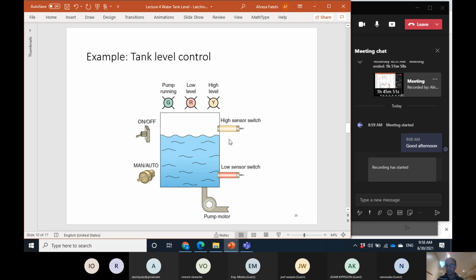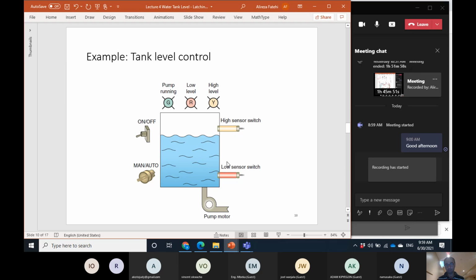What's the meaning of not activated? The meaning of not activated for the level sensor is that there's no water in front of it, because when the water reaches the sensor, it is activated. If there's not any water, they are not activated, so they are in the normal state. So if there is no water in front of the sensor, the switch is open. If there's water in front of it, it is closed.